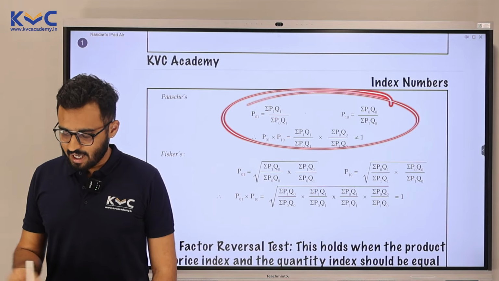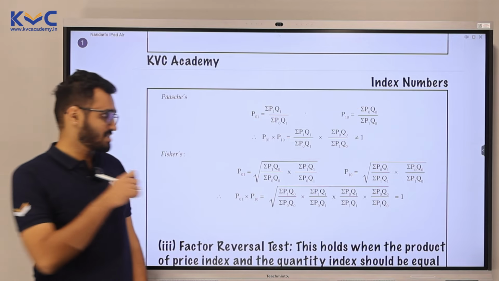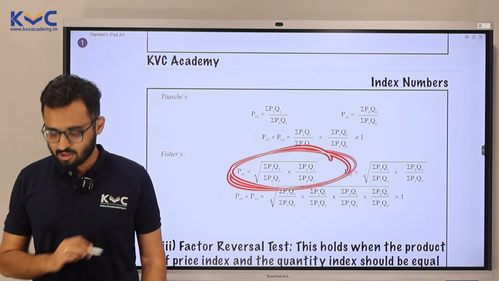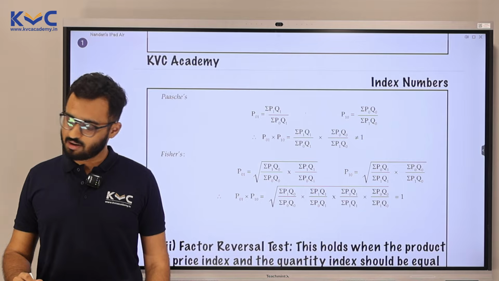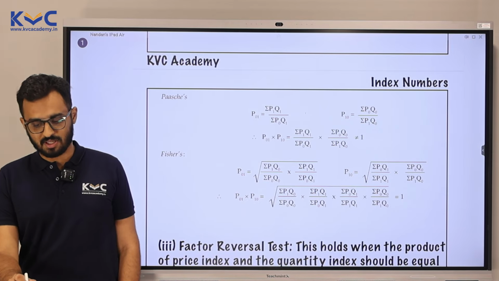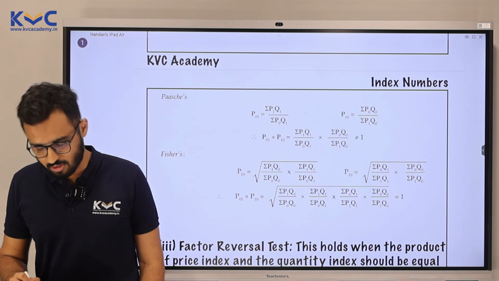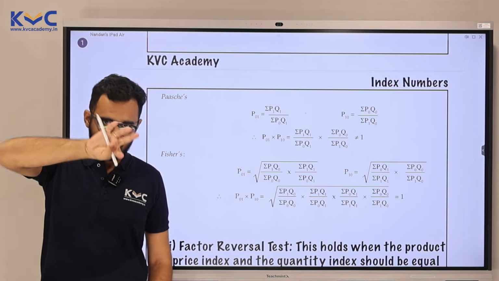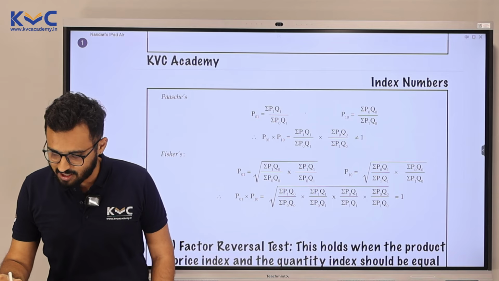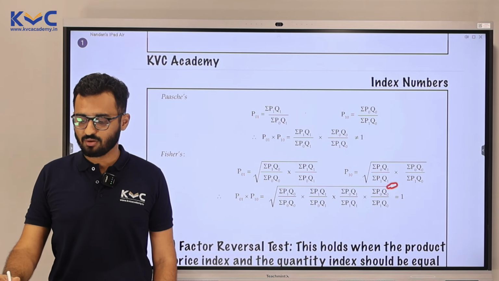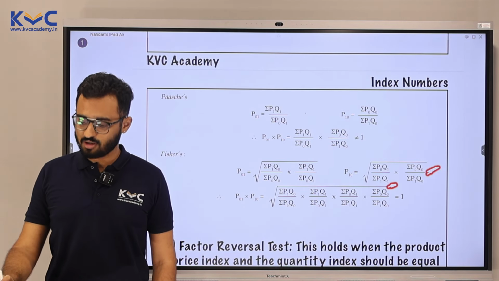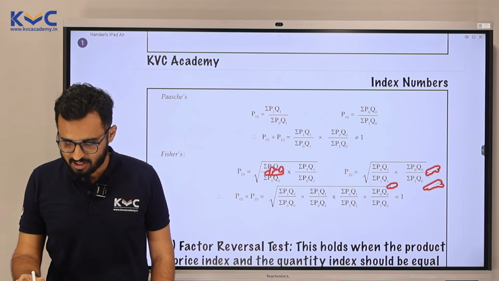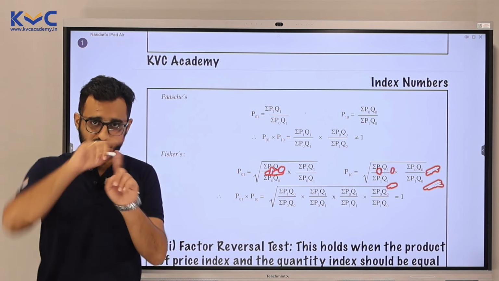Same is the case with Paasche's, it also fails. But interesting is Fisher's. Observe Fisher's, what happens? P01 is summation P1 Q0 divided by summation P0 Q0 into summation P1 Q1 divided by summation P0 Q1 under the square root. And what about P10? Inversing everything, correct? So summation P0 Q1 divided by summation P1 Q1 into summation P0 Q0 divided by summation P1 Q0. Nothing to worry, guys. Like P10 was there, no? Here it becomes 01. That is how you reverse the time.